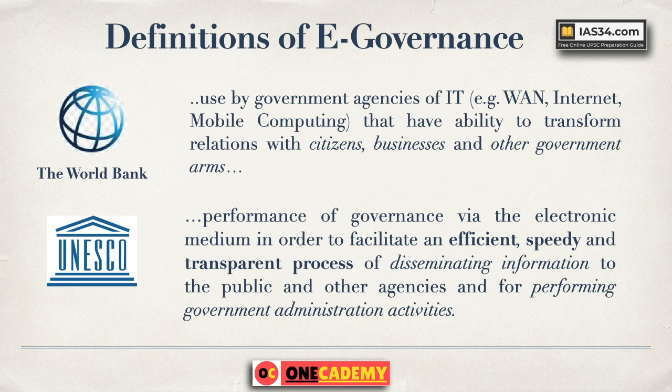Of course, electronic is very important in e-governance. E is electronic in e-governance, in order to facilitate an efficient, speedy and transparent process of two things: disseminating information to public and other agencies, and secondly performing government administration activities. So more or less similar definition, and you can clearly now understand and make your own definition.